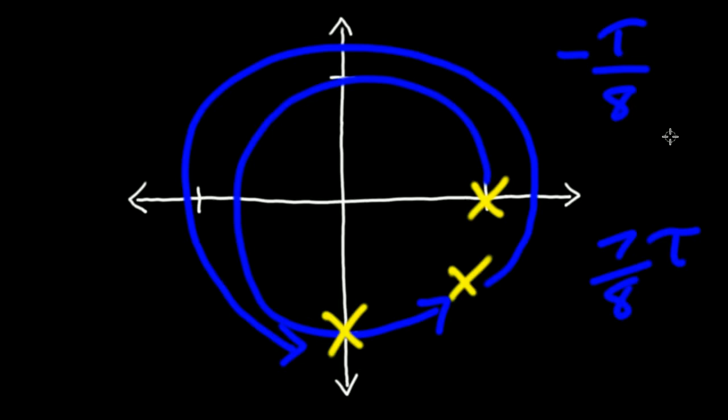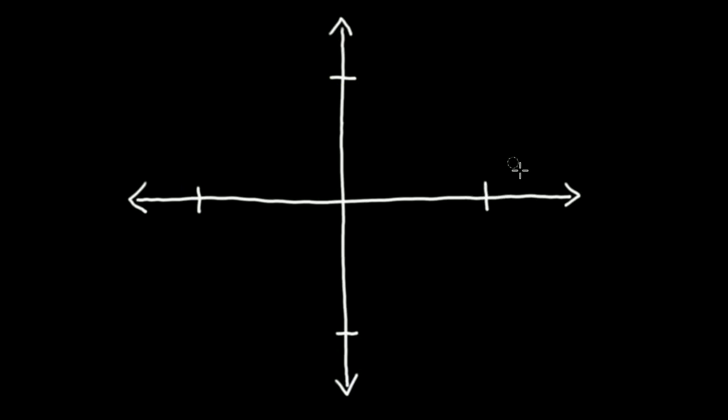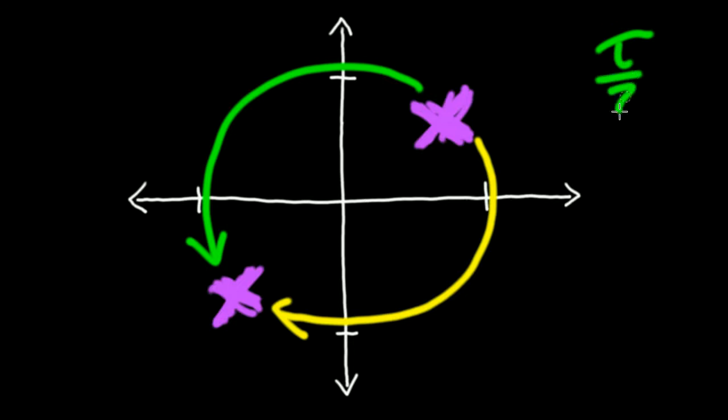And let's look at a different example. Let's look at an example where we have one sample here, and then the next sample here, and then the next sample here, and the next here, and the next here. It's going back and forth between two opposite points. So I would say that it's going a half turn. But is it going a half turn in this direction, or is it going a half turn in this direction? In other words, is the frequency of this signal tau over 2, or is it negative tau over 2?